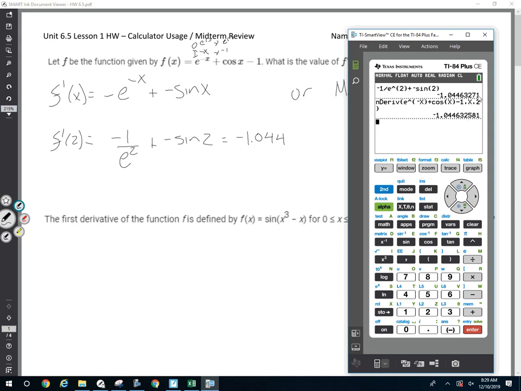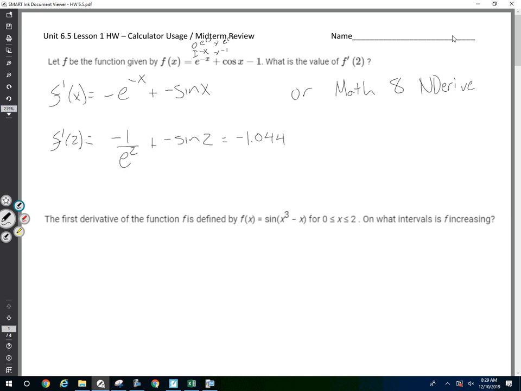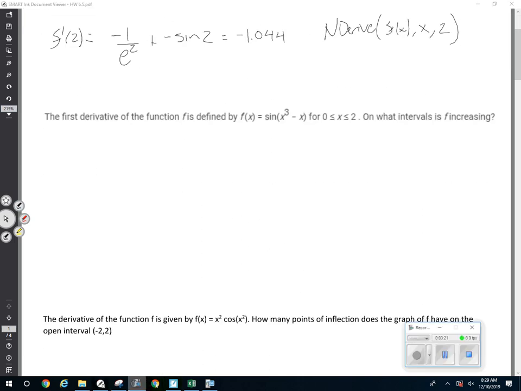But notice it's a little bit different than what we got. We got an exact answer. Your calculator gets an approximation because your calculator is approximating using a secant slope formula of 2 points pretty close together, but not infinitely close together. And we get our answer. All right.